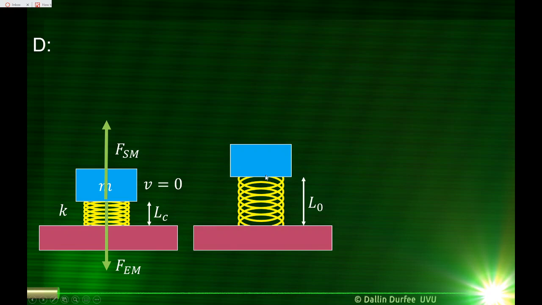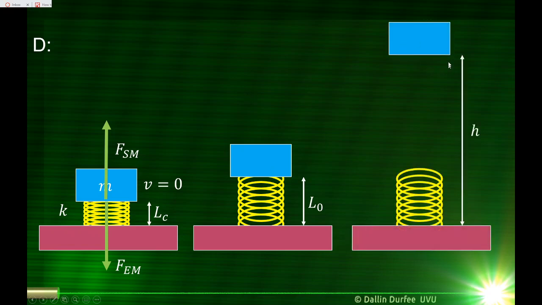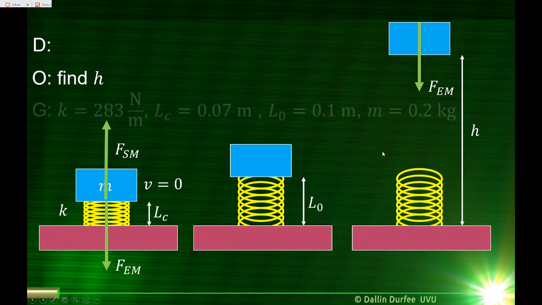A little while later, the mass has been accelerated upward. The spring reaches its uncompressed length, and the mass leaves the spring and continues to go up further, reaching a final height, h. At this point, once it leaves the spring, there's only one force acting on the mass, and that is the force of gravity. Now, again, our objective is to find h, the highest point, how high up the mass will go.